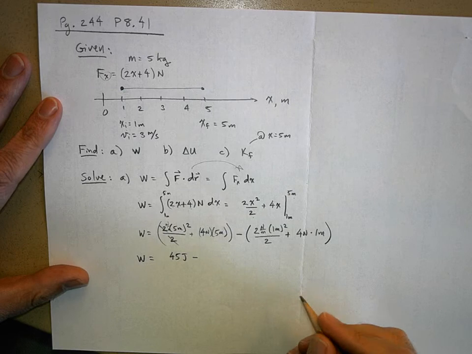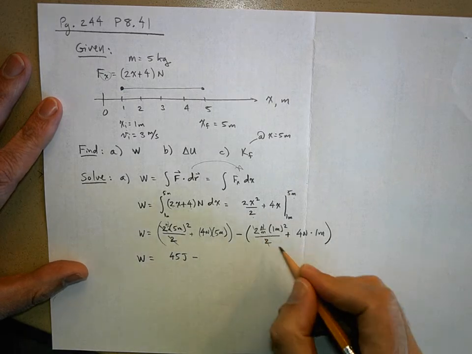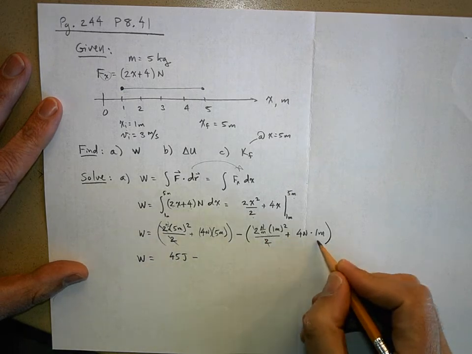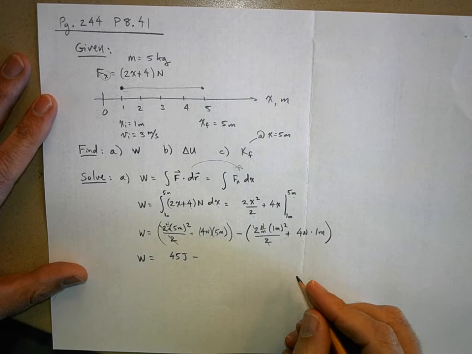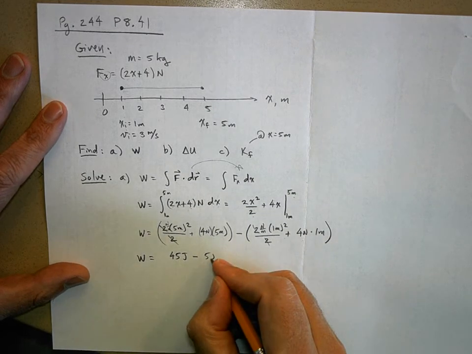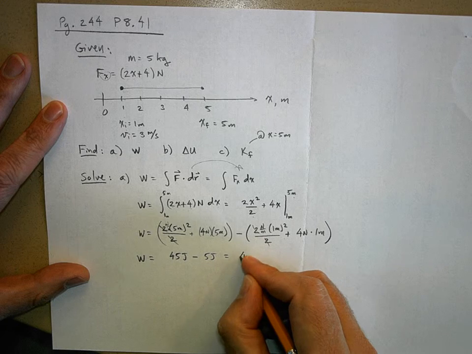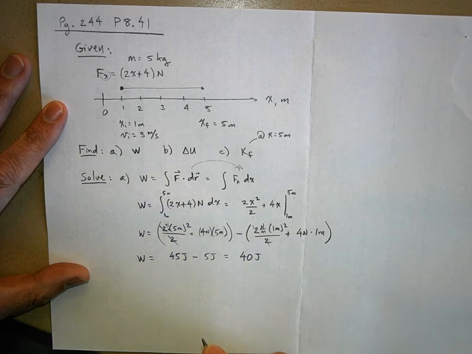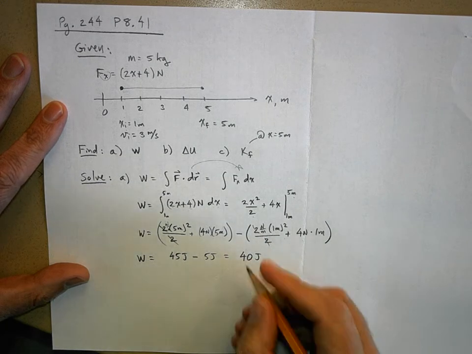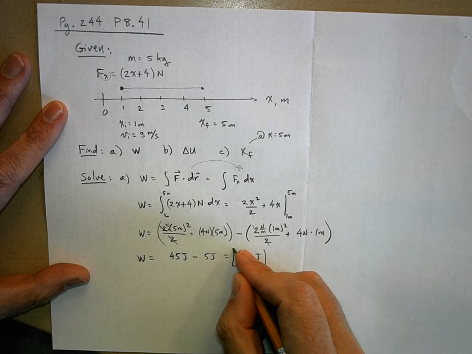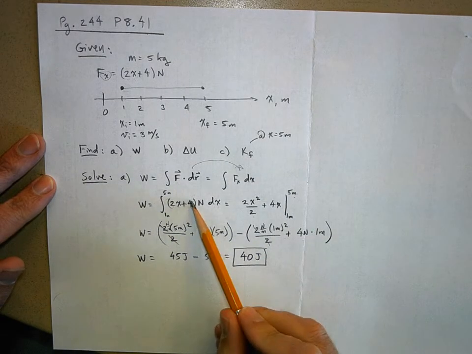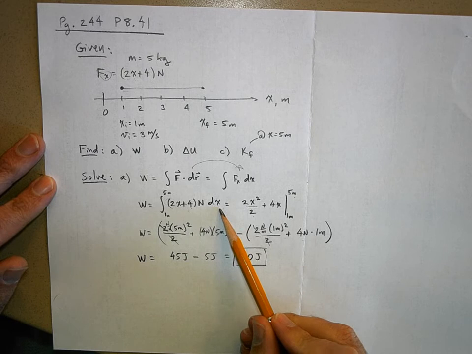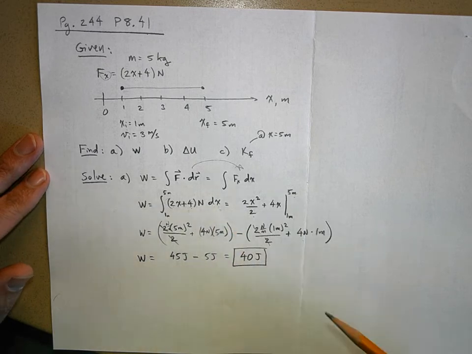Minus, well, this cancels. This is 1 plus, well, what is 1 plus 4, it's 5, so it's minus 5 joules. So we're looking at 40 joules. Is that right? Is that what the book got? Okay. So that's the work done by this force. This force is a function of x. We have to integrate along x. And there we go.